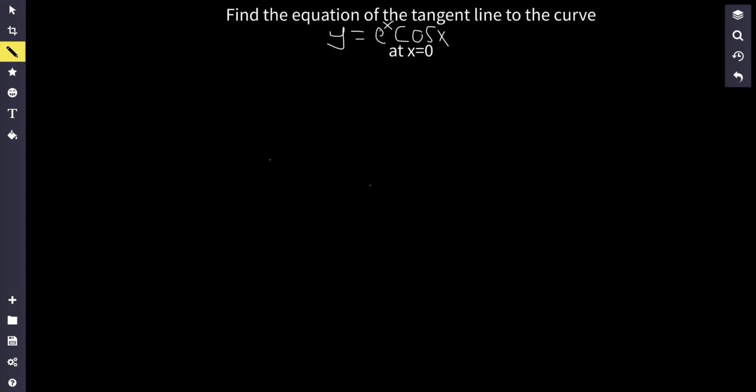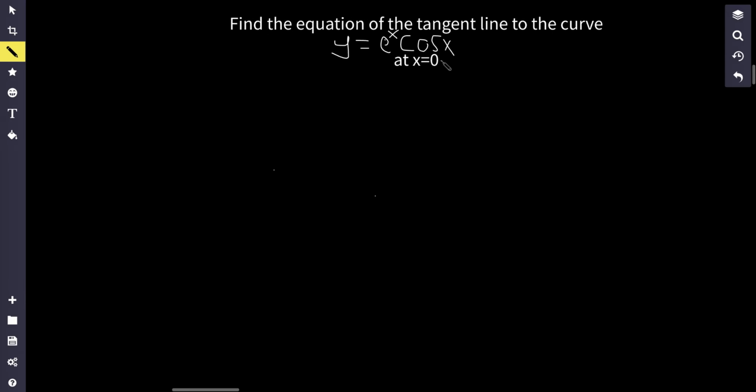Find the equation of the tangent line to the curve y equals e to the x times cosine of x at x equals 0. So first of all, the first step when you're trying to find the equation of the tangent line is you're going to plug in 0 for your function, and you're going to see what you get.